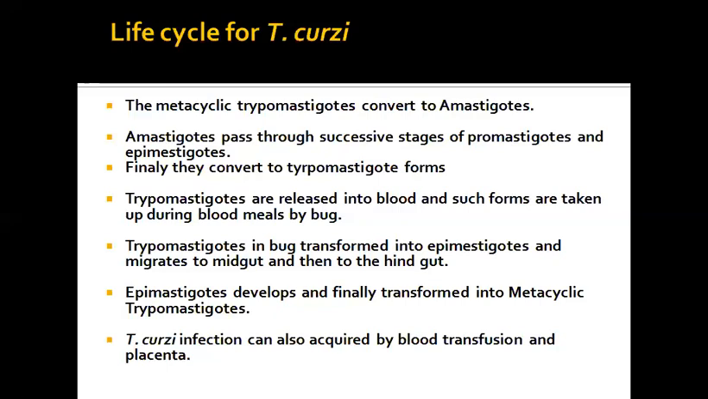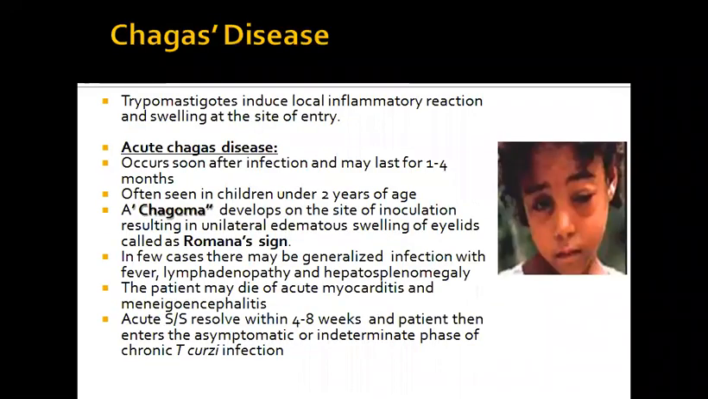So once the metacyclic trypomastigotes are developed in the hindgut, through defecation, these are introduced into the human host, and the life cycle will continue. Coming to the disease, Trypanosoma cruzi causes Chagas disease. So the trypomastigote forms of the parasite are introduced and induce local inflammatory reaction and swelling at the site of entry.